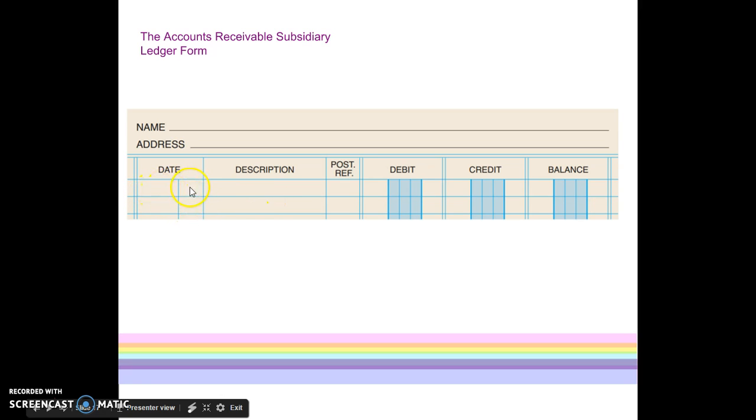So on January 1st, for example, post reference journal page 1, this particular customer bought, let's say, $1,000 worth of merchandise on account. Therefore, they owe us $1,000. If payment was made, then we would select the date here, say January 15th, post reference journal page 1, and it's a credit of $1,000 because we have now received payment. Therefore, this customer would now owe us $0.